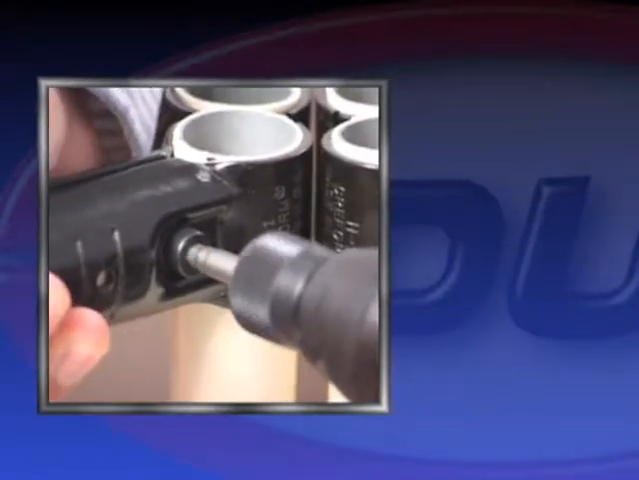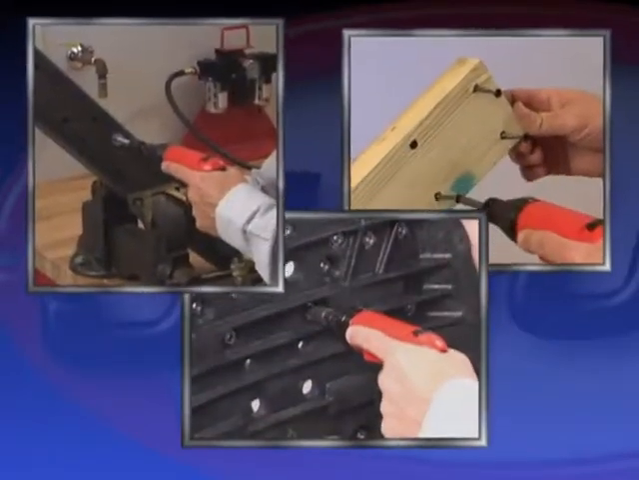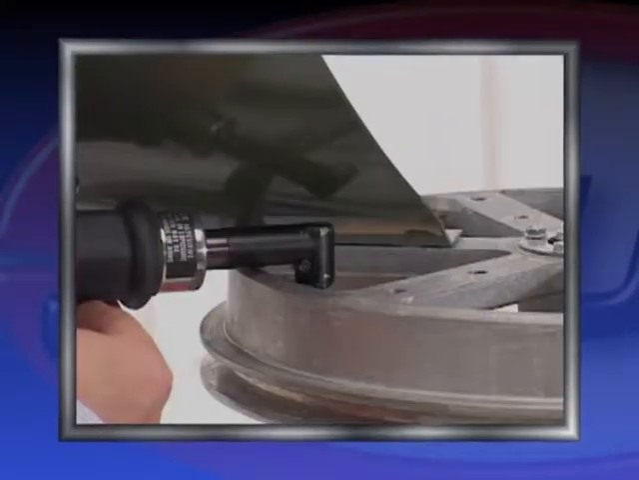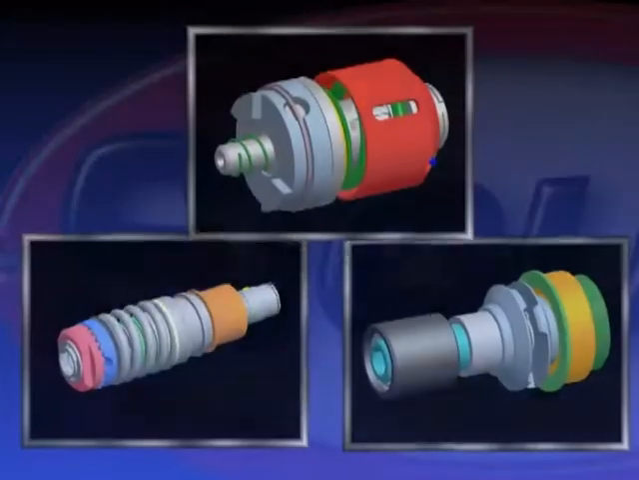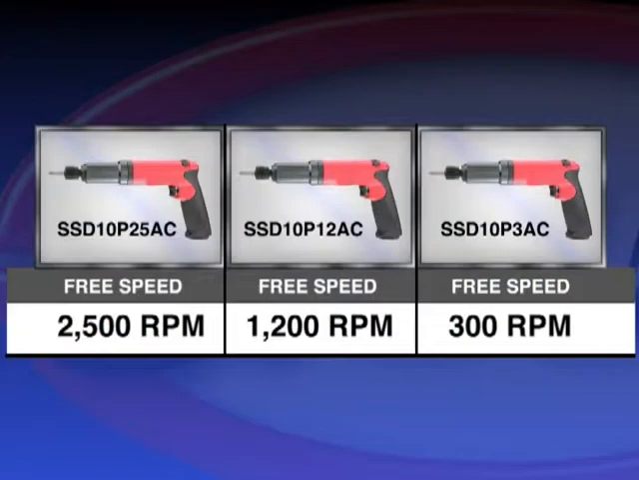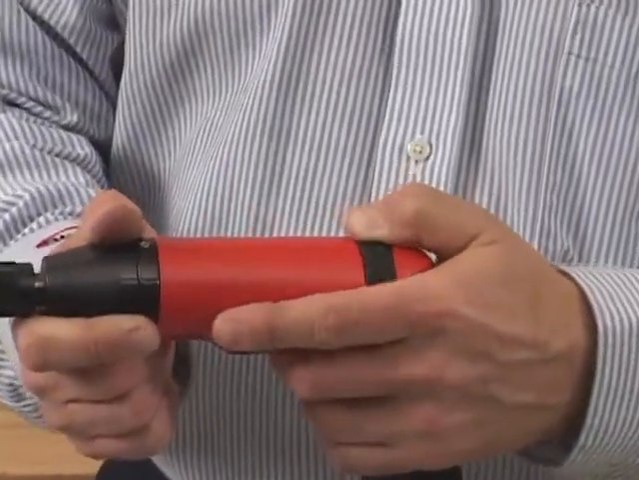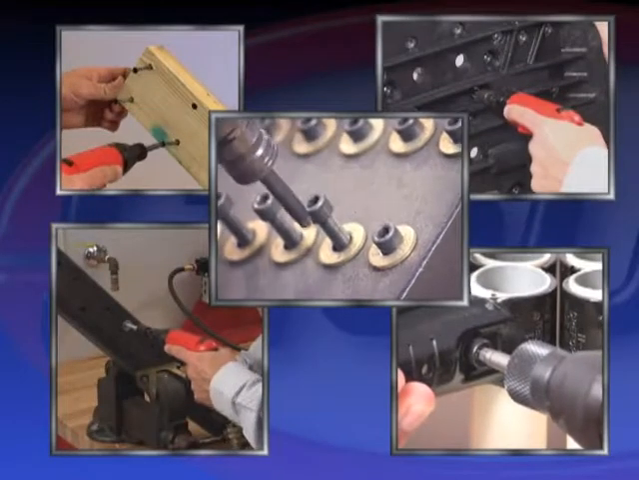what type of pull-up, hard, medium, or soft, what pull-up conditions, free run-down, sheet metal, wood, or plastic, what is the production rate, are there any clearance problems, what type of handle, pistol, straight or angled, what type of clutch, what speed is required, does the customer need a reversible option, what type of drive, square or quick change, how is the application being done.